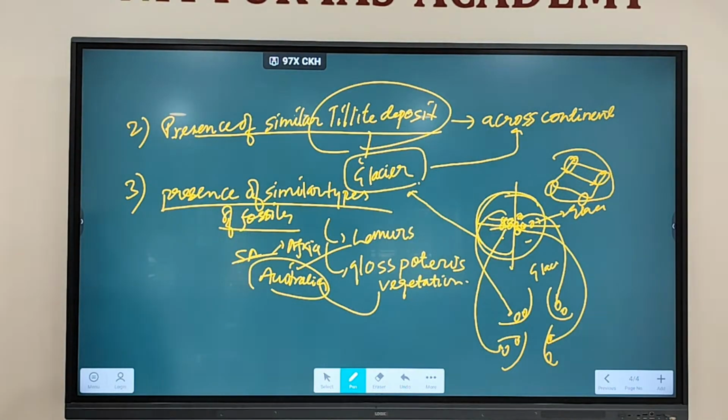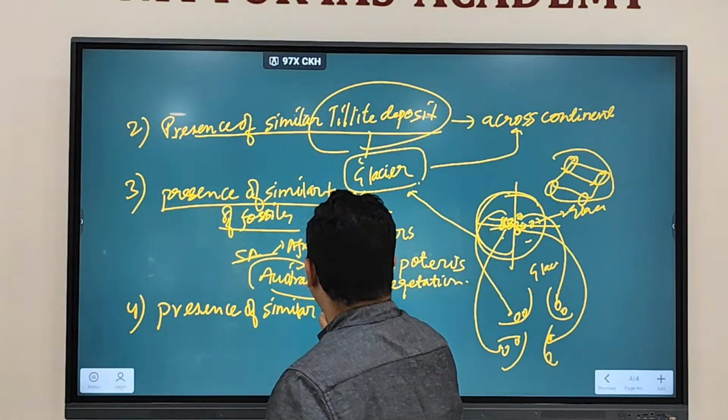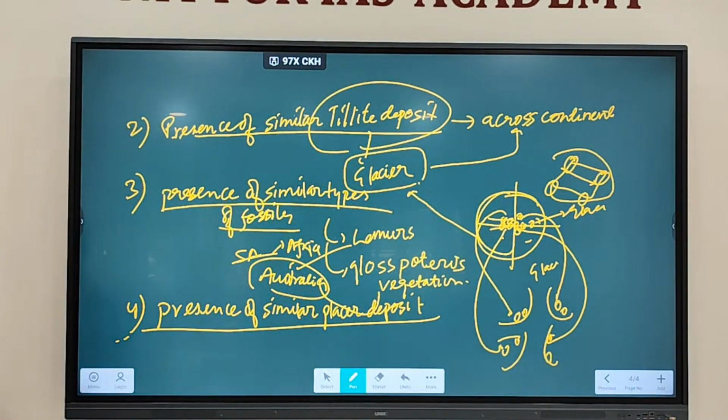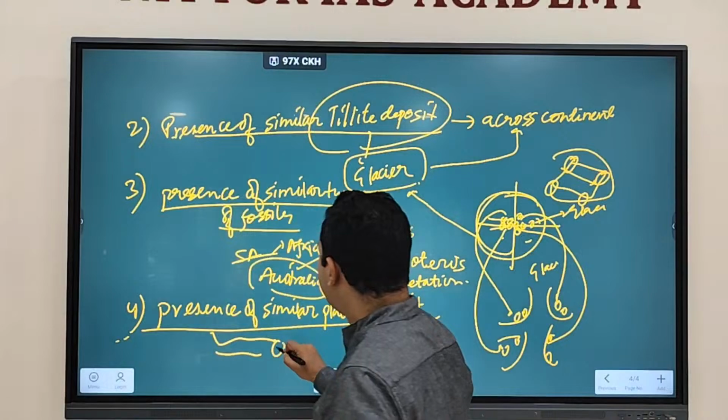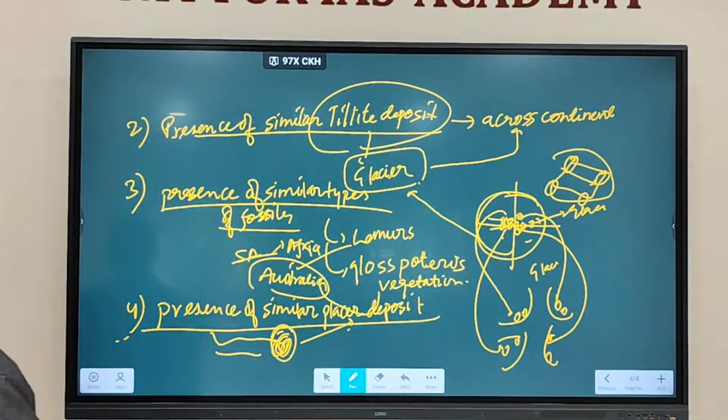Clear? Next, he is also presenting the presence of similar placer deposits across continents. Clear? Now, similar placer deposits means a kind of sediment-like deposit of gold and other elements, because rivers will erode, wind will erode, and they will deposit the material over here. That creates which type of deposit? Placer deposit. So similar placer deposits are being found.